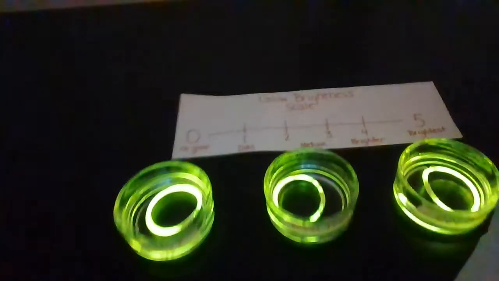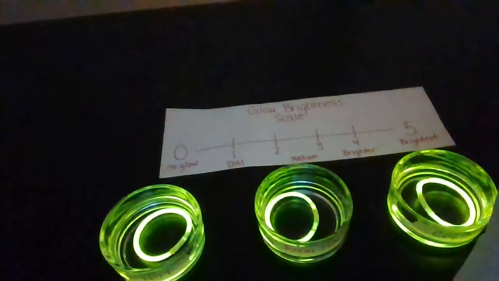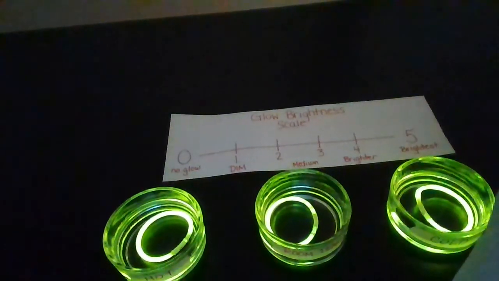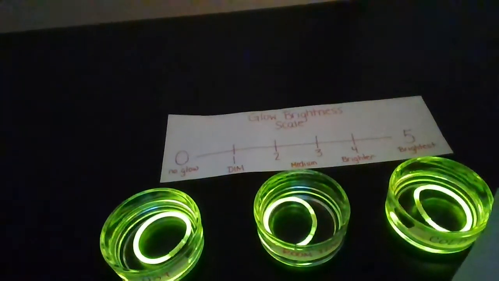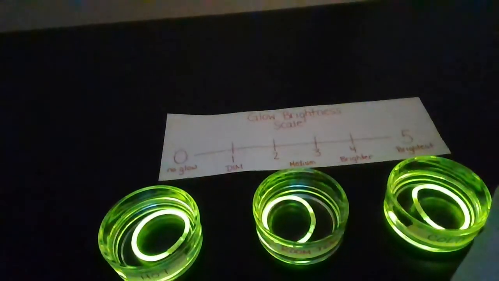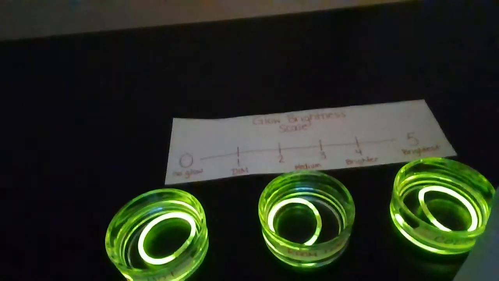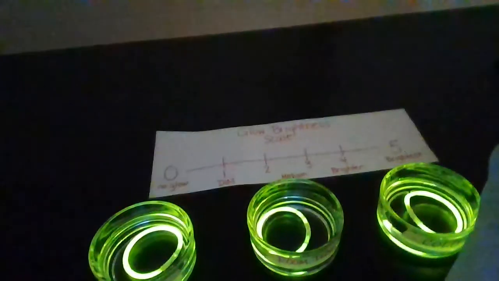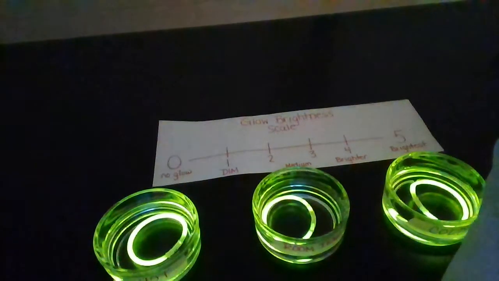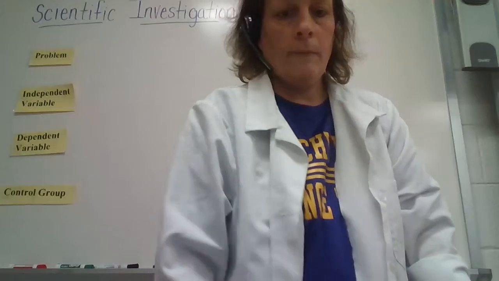So basically, I've got it set up. Once everybody had their glow sticks broken and in the water, we would start the timer, because we would make sure everybody would have them in there the same amount of time, another constant. And they would rate the glowiness at the end of the 5 minutes, and then we would record our data. So take a moment. I want you guys to pause the video and think about what the problem and the variables are.